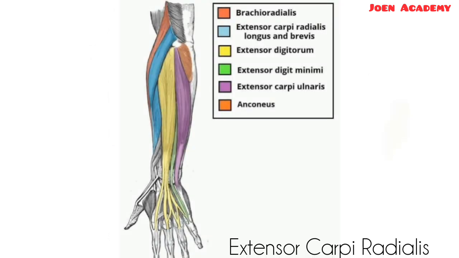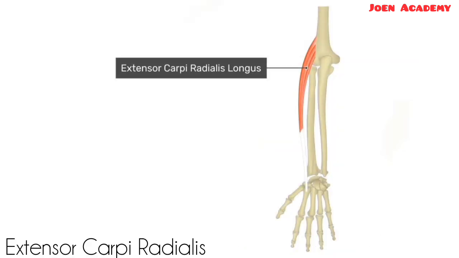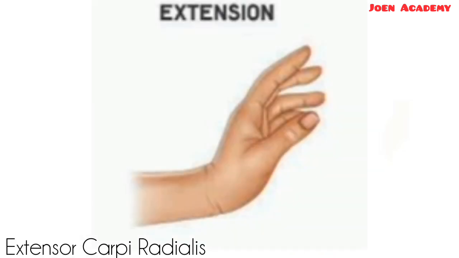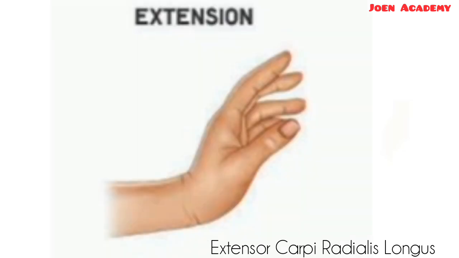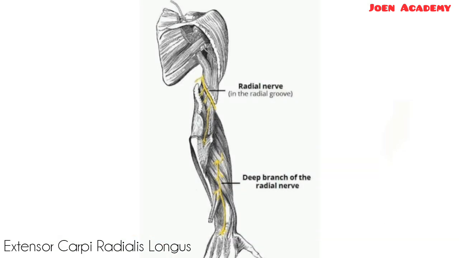The extensor carpi radialis muscles, that is both the longus and brevis, are situated on the lateral aspect of the posterior forearm. Due to their position, they are able to produce abduction as well as extension at the wrist. Extensor carpi radialis longus originates from the lateral supracondylar ridge of the humerus, while the extensor carpi radialis brevis originates from the lateral epicondyle. Their tendons attach to metacarpal bones 2 and 3. Their actions are that they extend and abduct the wrist. They are both supplied by the radial nerve.